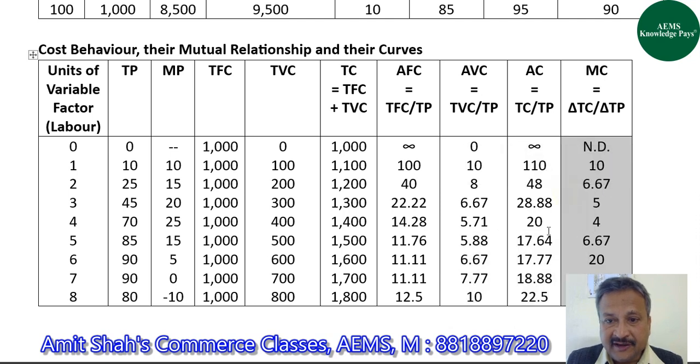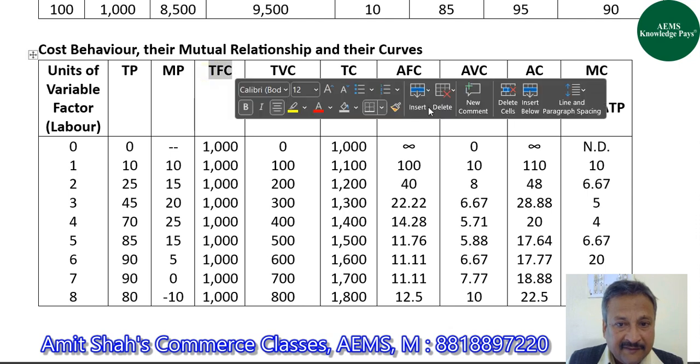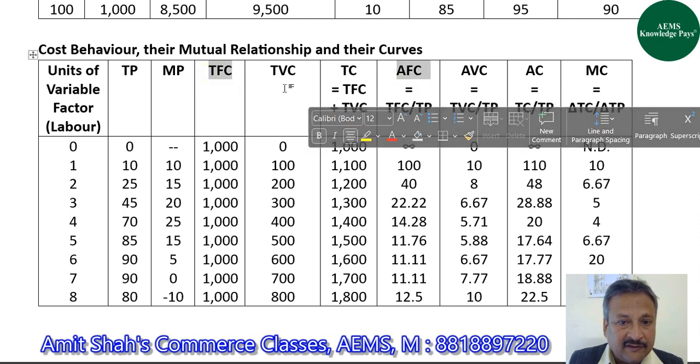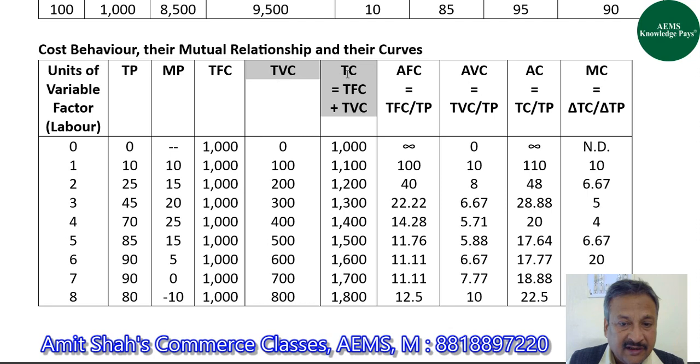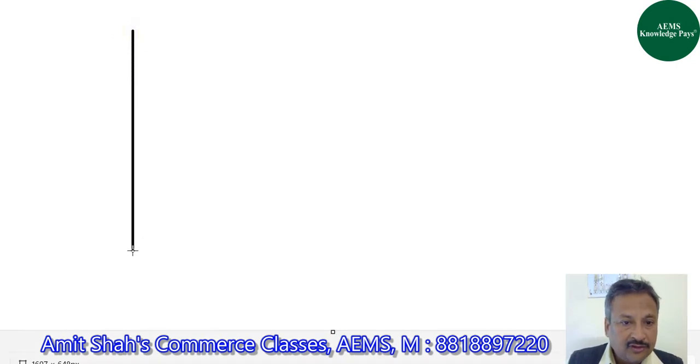So let's first see, guys, the cost curves. I have already shown you the cost curves of TFC and AFC. Now we will see the other cost curves, that is TVC, TC, AVC, AC, and marginal cost. So below this table, write the title: cost curves.